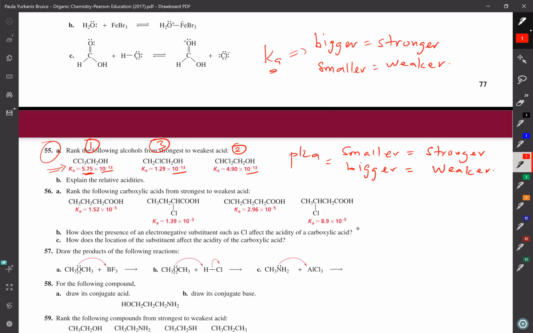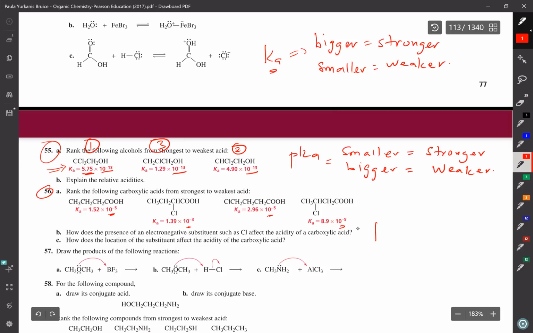Now, let's go to question 56. Question 56 is the same type of question, asking us to rank these acids. But the problem here is that this is exponential to the -5, this is exponential to the -3, exponential to the -5, exponential to the -5. You will notice that the exponentials are a little bit different. And so one thing you may want to do now is to transform these values to their pKa. Does that make sense? You transform those values to the pKa to put them on a similar basis.